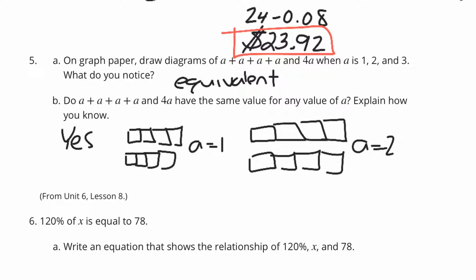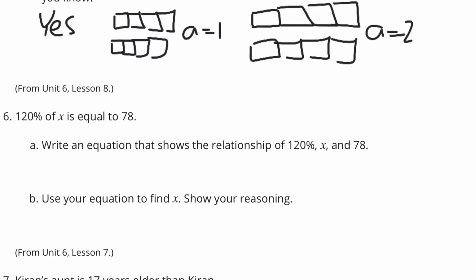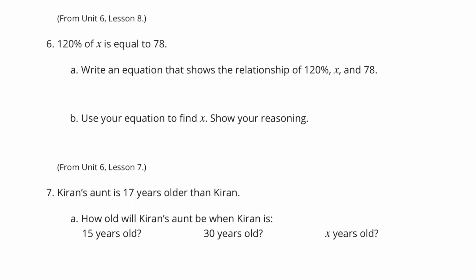Question 6. 120% of x is equal to 78. Write an equation that shows the relationship. All right, well, one equation could be used with fractions, so you can do 120 over 100 times x equals 78. The other could be using a decimal, so 1.2 or 1.20, either way, times x equals 78. And you can use either equation to solve here.